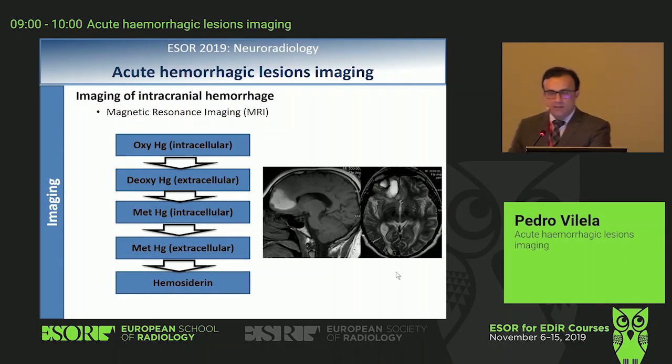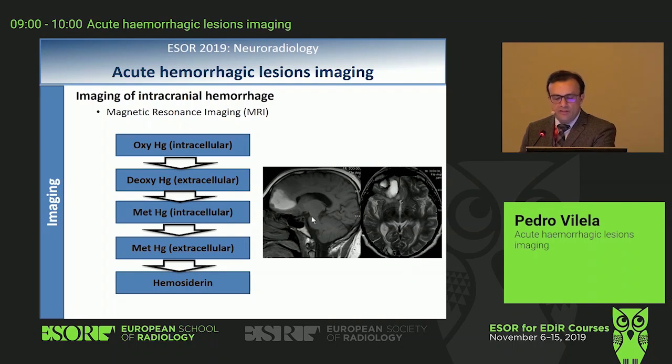On MR, imaging of the blood is a little bit more complex because we are going to have different phases, and these different phases, from oxyhemoglobin to deoxyhemoglobin, methemoglobin, intracellular, extracellular, and then in the chronic phase, hemosiderin, will all look different.